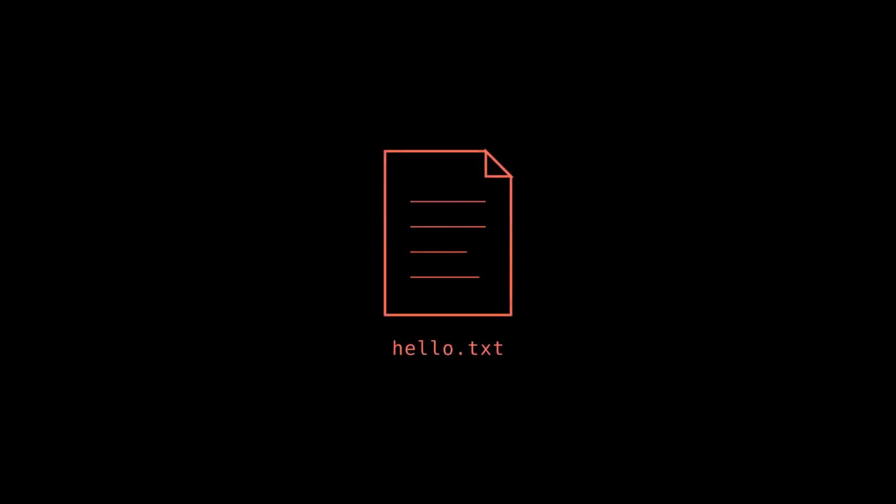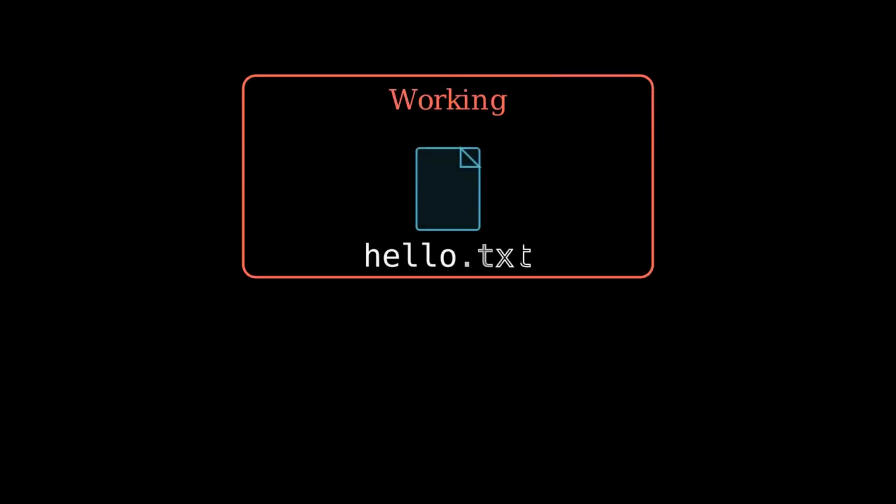A file's journey. 1 file, 3 stops. Meet hello.txt. Right now it sits in the working directory. Red, unstaged. Stop 1. The working directory. Ask Git what it sees. It says hello.txt is untracked. Git knows it exists, but is not watching it yet.